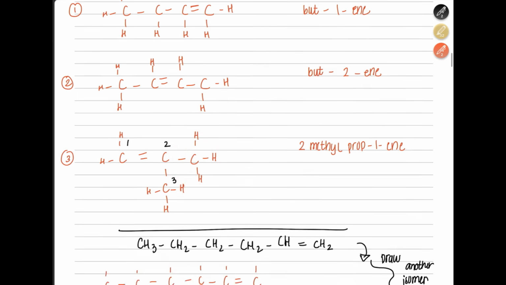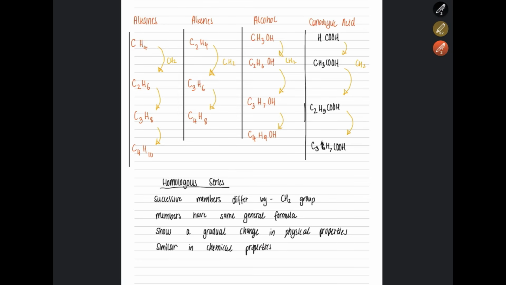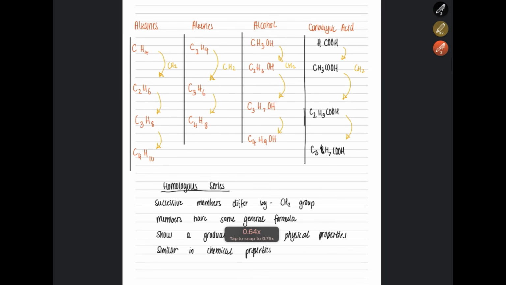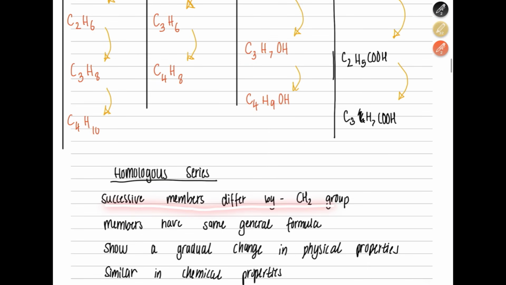Okay, now if you notice, if you have alkanes, alkenes, alcohol, and carboxylic acid, and I wrote down their molecular formulas. If you notice, every successive member differs by CH2 group. So CH2 is added as you move downwards. So you can see these are basically homologous series. The homologous series of alkanes, alkenes, alcohol, and carboxylic acid. You notice they have some similarities. First, you need to learn these, okay? Successive members differ by CH2 group.